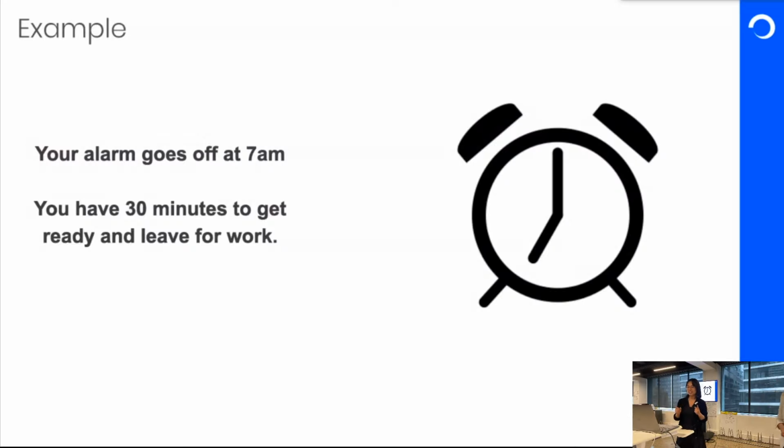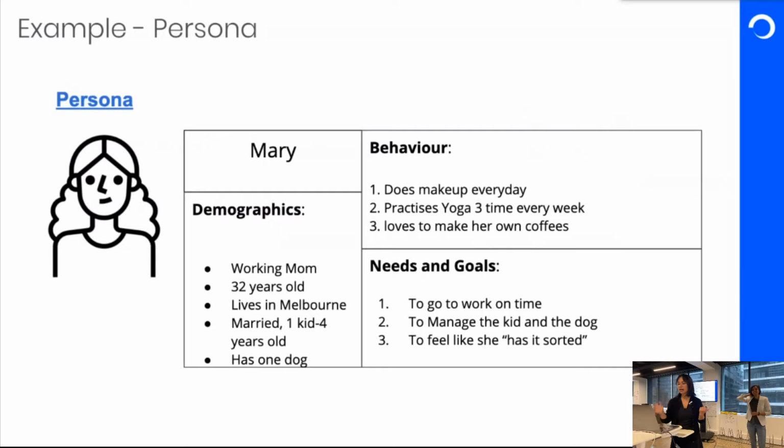Cool. So what is the scenario? Suppose that your alarm goes off at 7 and you only get 30 minutes to get ready for work. Everybody familiar with this situation, right? So follow the steps of how to create user story mapping. The first step is persona.